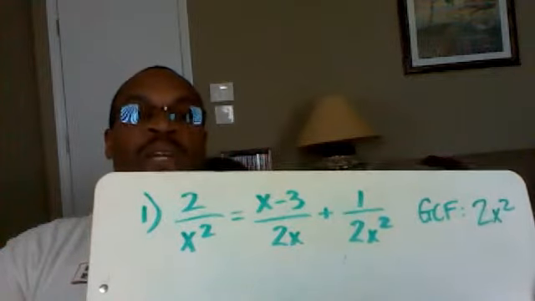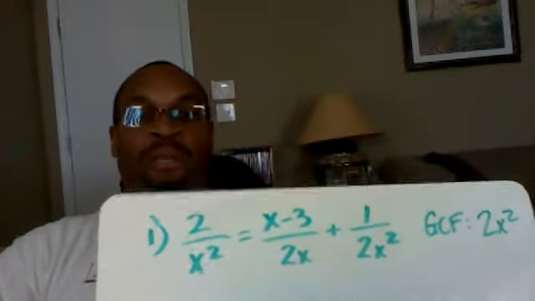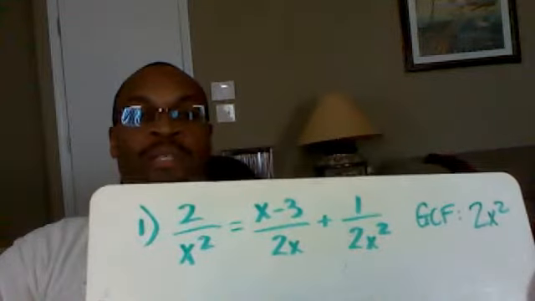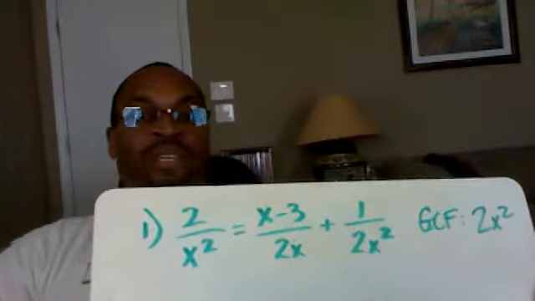Now number 1 will be one of the easiest type problems you can have, and I'll gradually increase the difficulty as we go up to different problems. So that'd be number 1. That's the answer. The greatest common factor for number 1 is 2x squared. Alright, let's go on to number 2 then.